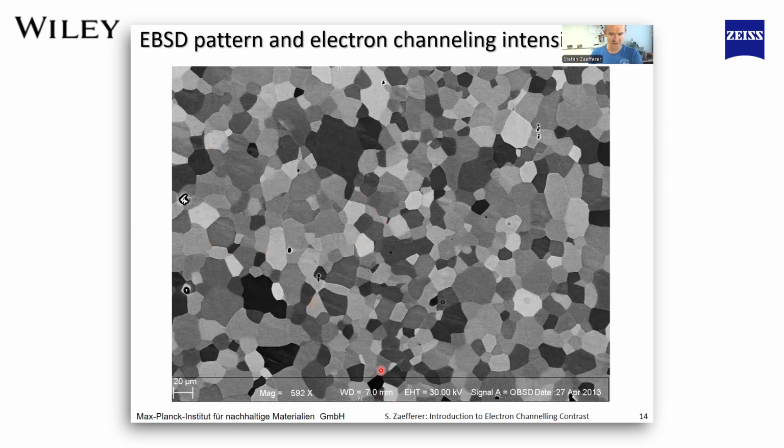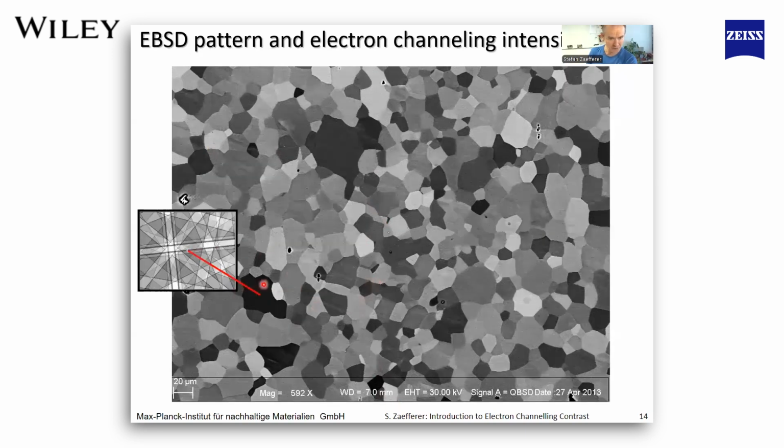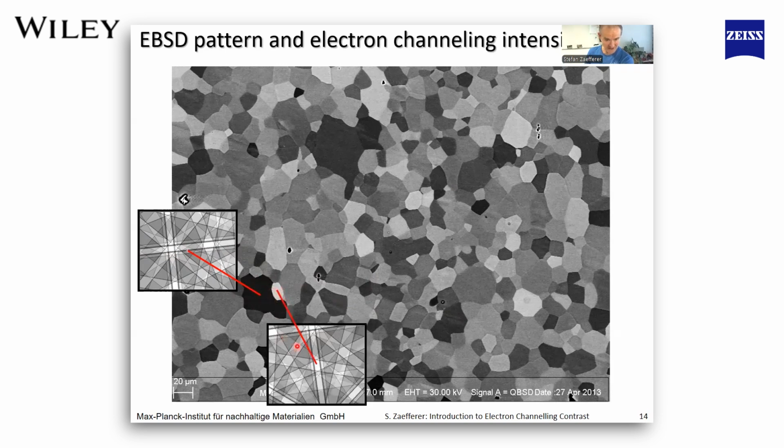And for example, if we plot for such a very dark grain, which is in channeling mode, the corresponding diffraction pattern, then we see that the primary beam direction, which is indicated by this little white cross here, is actually exactly on a Kikuchi line. That means we will get channeling, while for a grain which is very bright, the primary beam is exactly inside of a Kikuchi band. And that will lead to strong backscattering intensity.